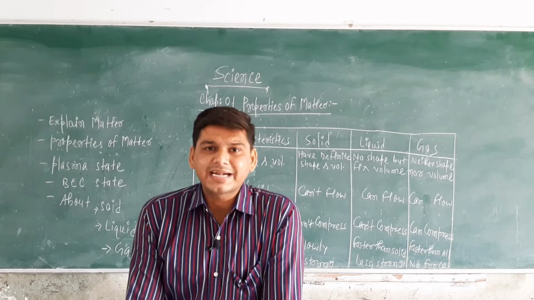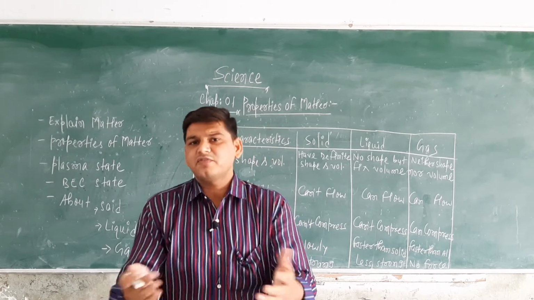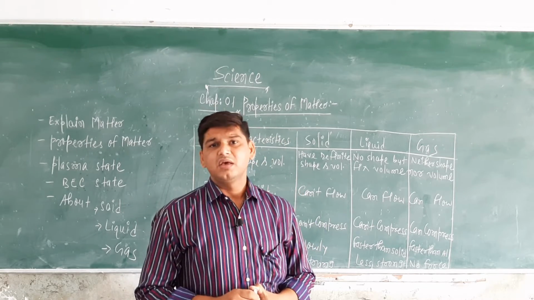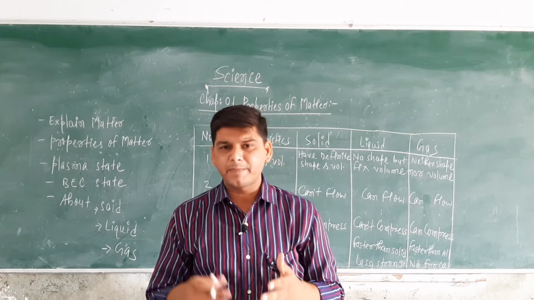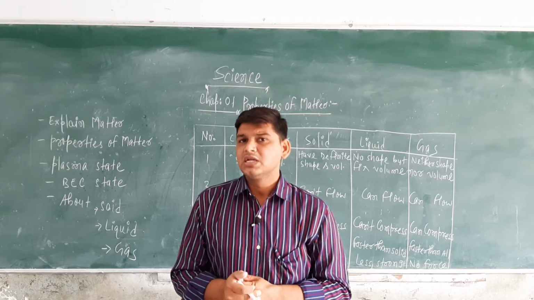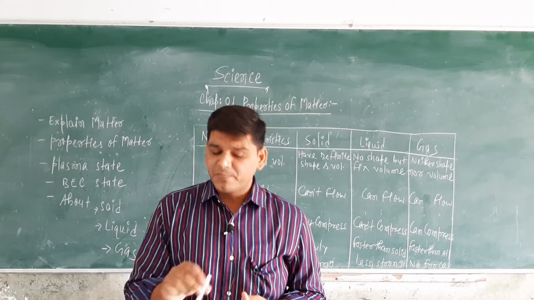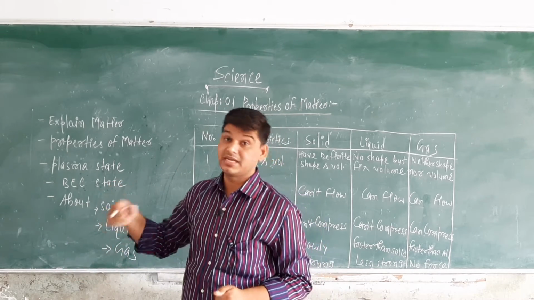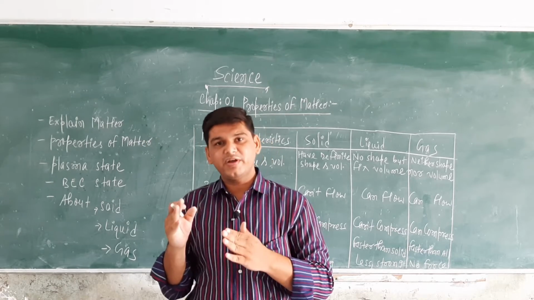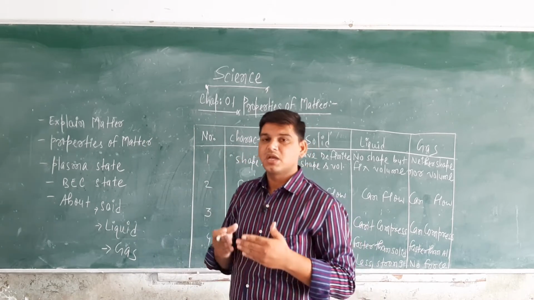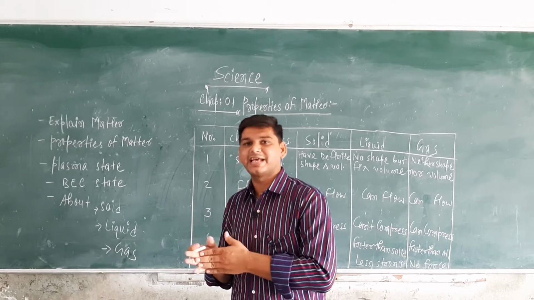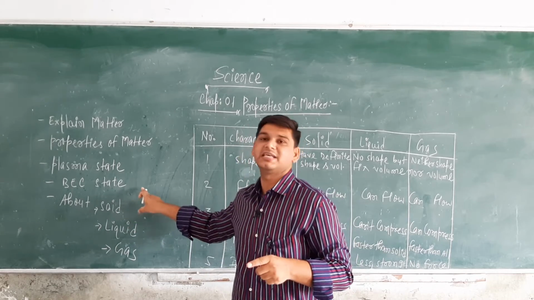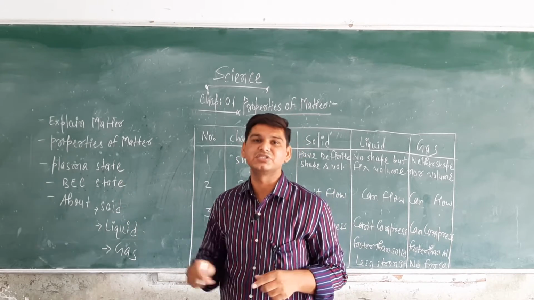Now, the Bose-Einstein condensate state is also called the fifth state of matter, from the year 1920. In 1920, on the basis of the properties of work done by Albert Einstein, he observed and predicted that there is also another state of matter. This is called BEC, the Bose-Einstein condensate state.